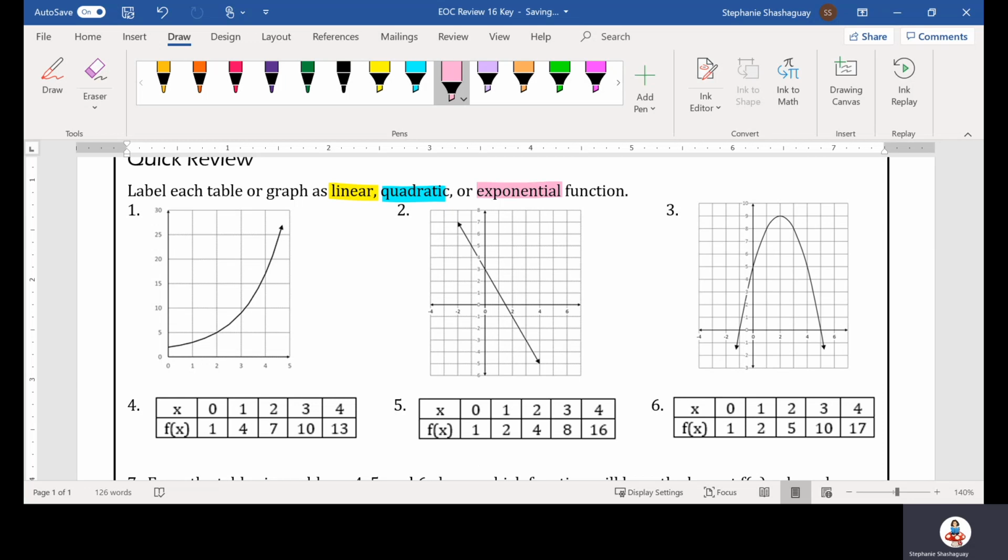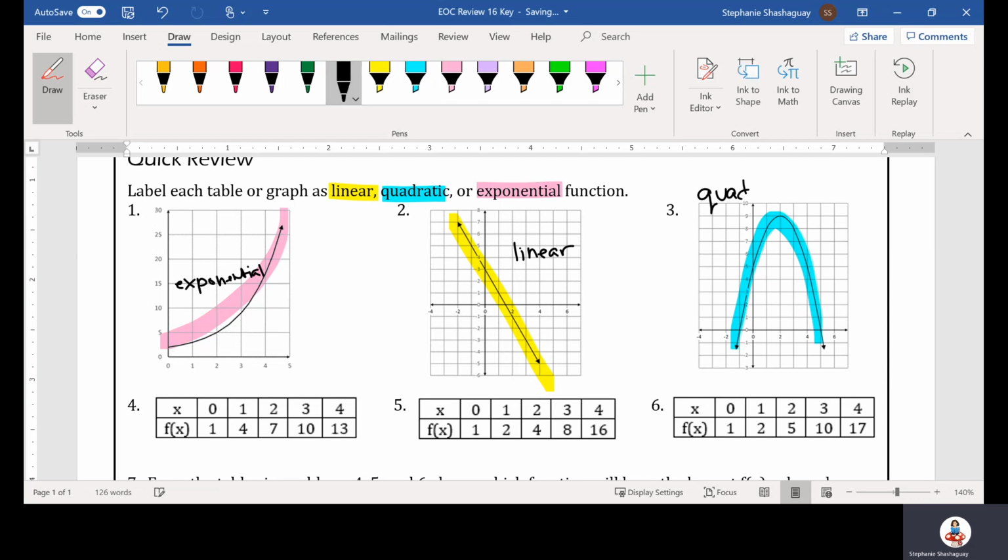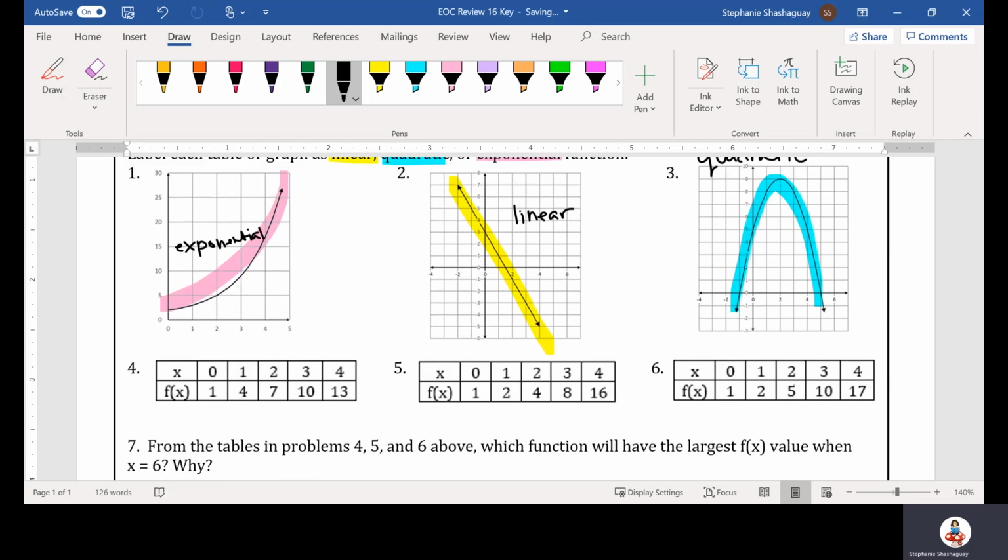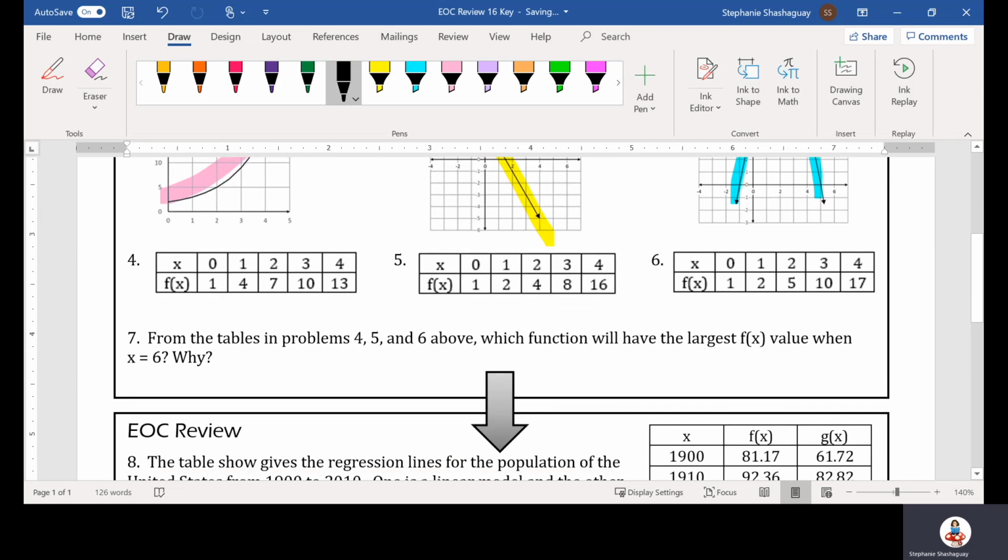So in table number 1, we have our exponential function. In table 2, clearly, or graph 2, we have our linear function. And in graph 3, we have our quadratic function. Now let's look at these tables and determine which we have.